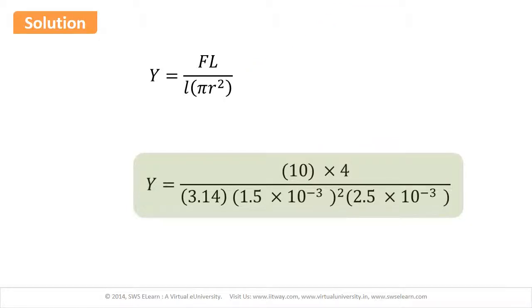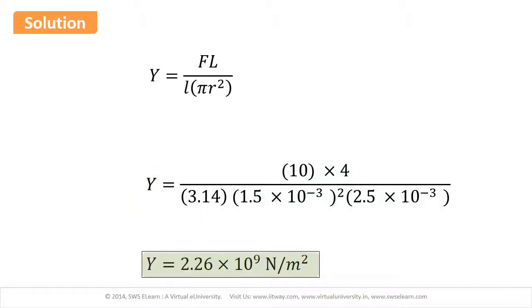Solving this, we get the Young's modulus of the wire as Y equal to 2.26 into 10 raised to 9 Newton per meter square. Thus, we have solved the problem and obtained the required value of Young's modulus.